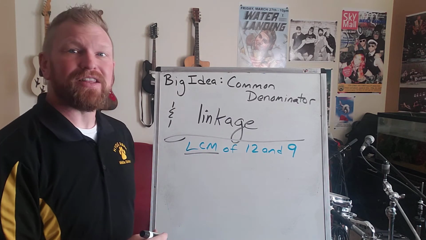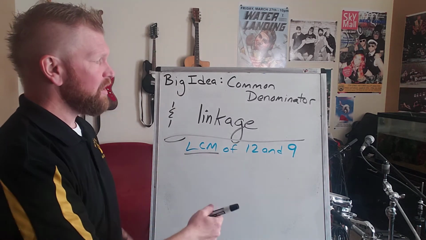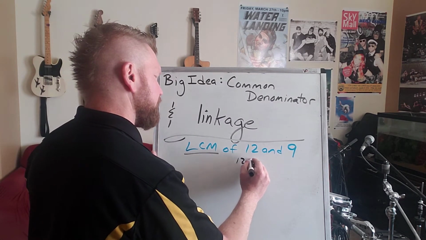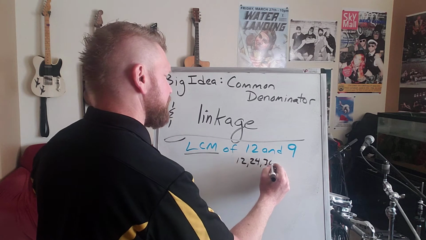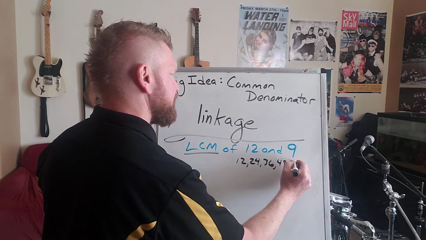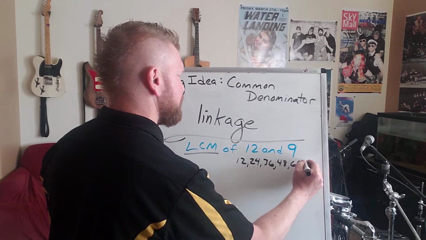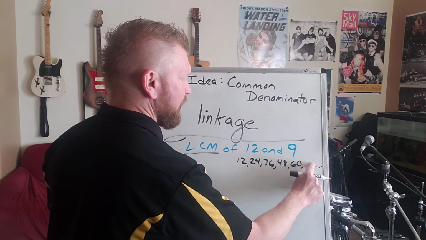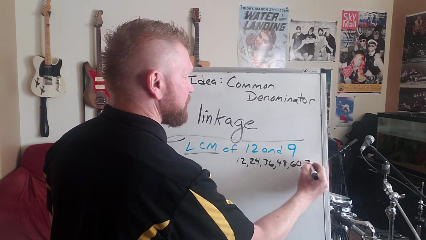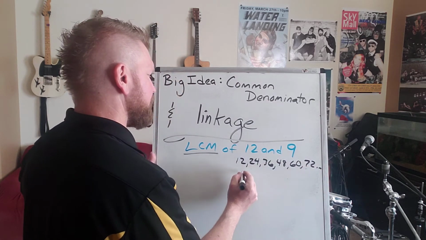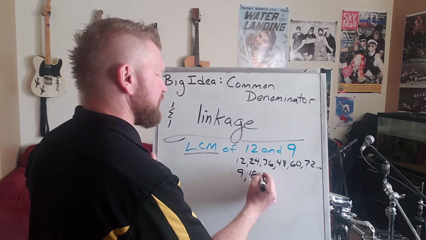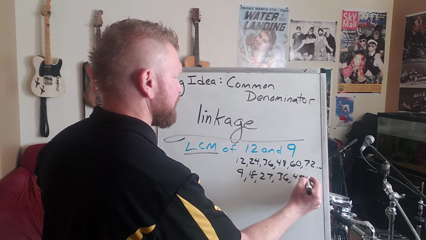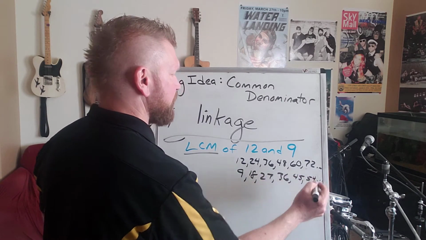If a student had to find the least common multiple of 12 and 9, one thing they might do is list the multiples of 12, like this. 12, 24, 36, 48, 60, 72, and so on. All right, and then if they had to list the multiples of 9, they could do 9, 18, 27, 36, 45, 54, and so on.